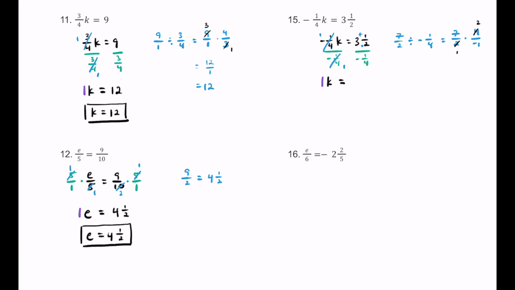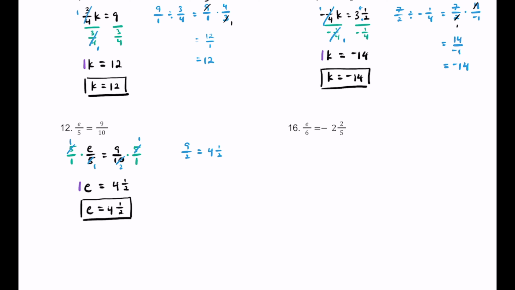And so we can cross cancel. We can get the 1 and 2. 7 times 2 is 14. 1 times negative 1 is negative 1. And 14 divided by negative 1 is negative 14. So we have 1k is equal to negative 14, which means that k is equal to negative 14. We can drop that 1 by the identity property of multiplication.